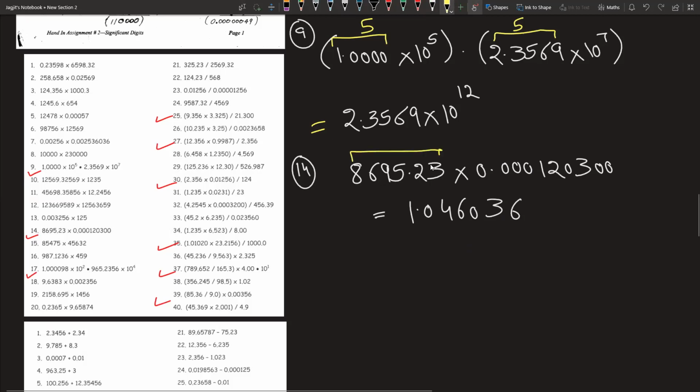Ask yourself, how many sig figs are there? 1, 2, 3, 4, 5, 6. And what about on this one? Well, I have 1, 2, 3, 4, 5, 6. So my answer should have 6. How many do I see over here? 1, 2, 3, 4, 5, 6, 7. I have 7. So I got to reduce it by 1. So 1.0460, and instead of 3, I round it up because this is 6. I round it up to 4. So there you go. My answer should be 1.04604. Okay.